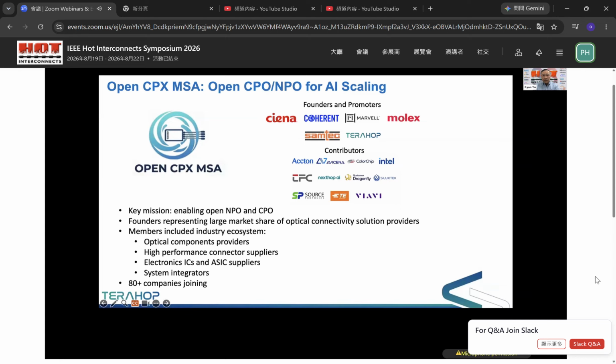And I listed a few just recently joined as contributors, and we actually have 80-plus companies now starting to join in. So we're going to have a very broad and very versatile ecosystem represented by, I would say, the majority of the optical connectivity industry. These include component suppliers, connector suppliers, IC and ASIC suppliers, and system integrators. So hopefully this is going to build a really healthy ecosystem to support open CPO and open NPO.